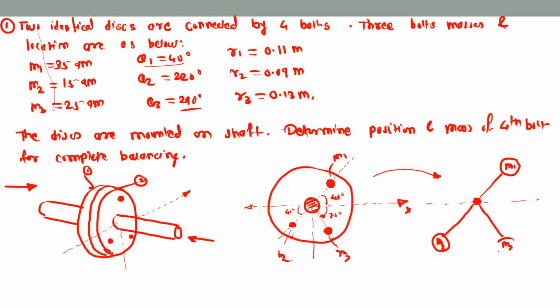And this is M3. Okay. So this is theta 1, which is equal to 40 degrees. This complete angle is theta 2. And this angle is 40 degrees. This complete angle is 290, so this angle is 70. And their radii are given. So this is R1, R2, and R3.